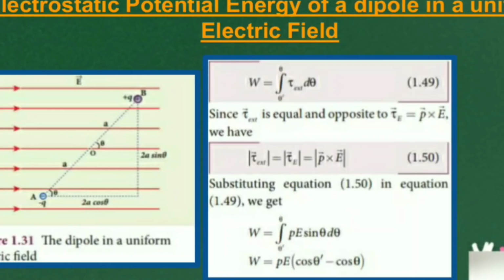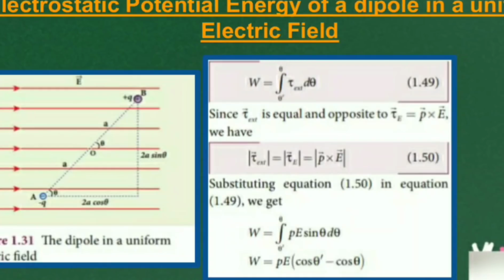Since tau external is equal and opposite to tau E, where tau external is whatever torque we are applying, and tau E is the natural torque that is created while we are placing the dipole in the electric field. So it is given by the formula P vector cross E vector, that is pE sin theta. That is what you have derived already. So substitute it in equation 1.49. So that is work is equal to the integral from theta dash to theta of pE sin theta d theta.